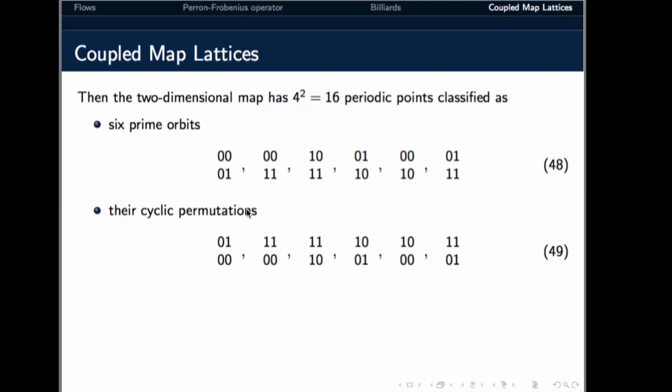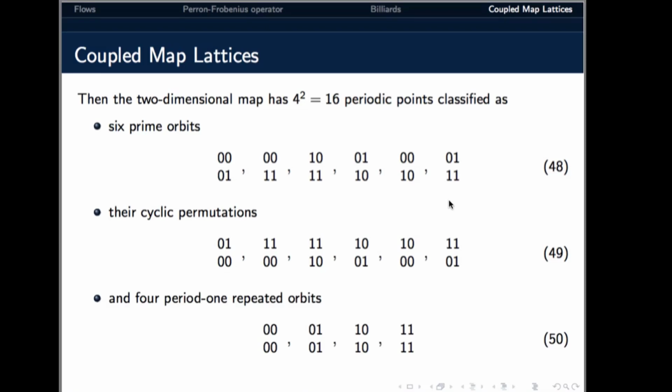Then we can do their cyclic permutations. So we permute them vertically, right? So from 0 0 0 1 becomes 0 1 0 0, and so forth. And then we have 4 period 1 repeated orbits, which are the repeated ones. And the total is 4 to the 2, which is 16, because we have 4 initially in the uncoupled dynamics, and then we have to match them. Now, here we haven't done any symmetry reduction operation yet.